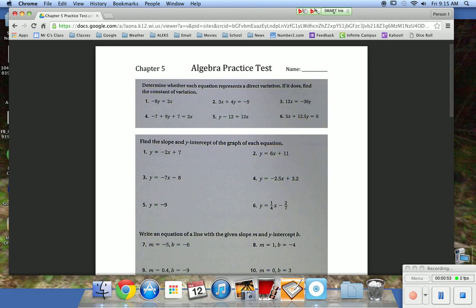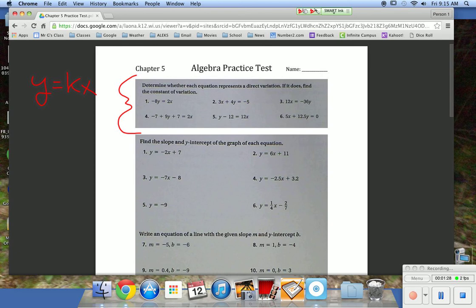Okay. First section right here. This is going to be working with direct variation. All right? Is it a direct variation? The way we tell if it's a direct variation or not, does it meet this criteria? Y equals kx. If we can get the equation in that form, then it's a direct variation. All right? Let's take a look at number 1.